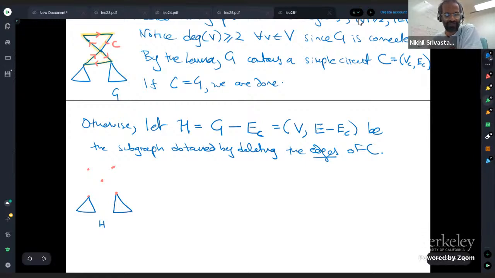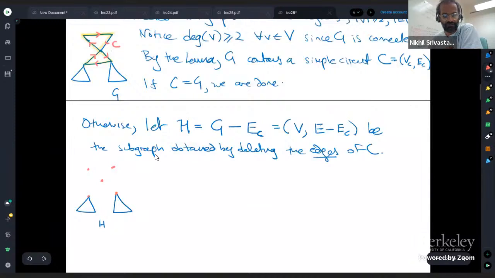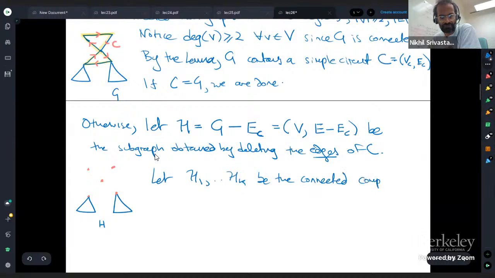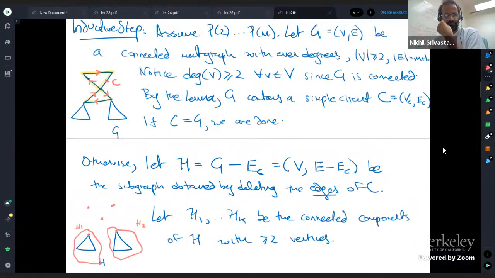What I'm going to do now is look at all the connected components of H which have at least two vertices, because remember, my inductive hypothesis only applies to graphs with at least two vertices. So now I'm going to let H1 to Hk be the connected components of H with at least two vertices. In this running example, the connected components are this and this. So there's H1 and H2. Any questions about the definition of H1, H2, Hk before we proceed?